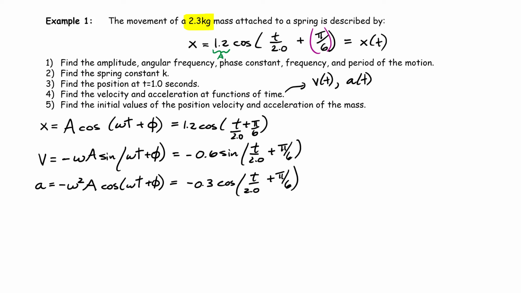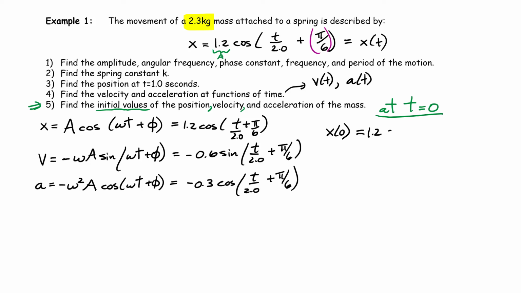All right, our final problem now. It says find the values of the position, the velocity, and the acceleration of the mass, but we want the initial values. What they mean by that is you want to evaluate at t equals 0. That is the initial value of the position, the velocity, and the acceleration. Pretty straightforward: in terms of a function, you substitute t equals 0 in that equation.